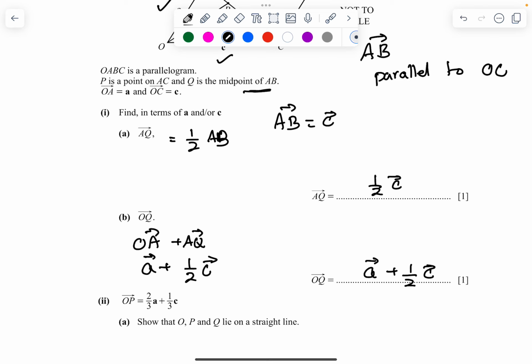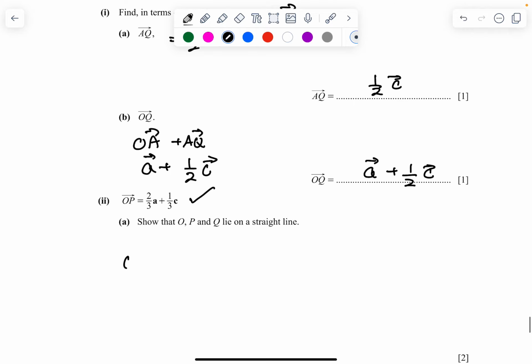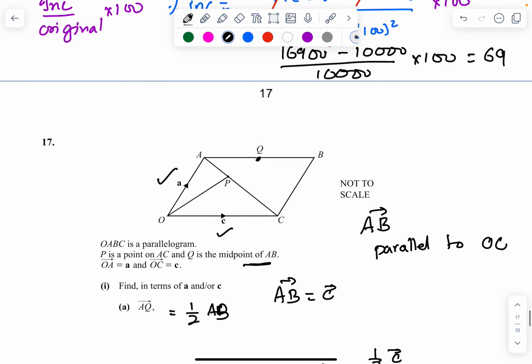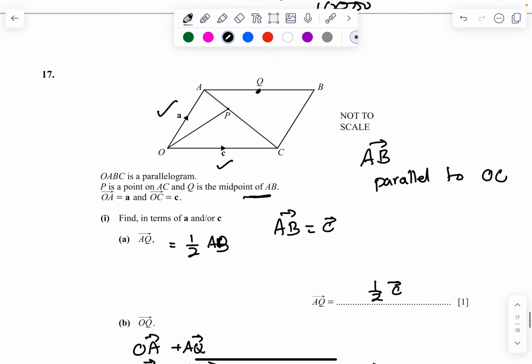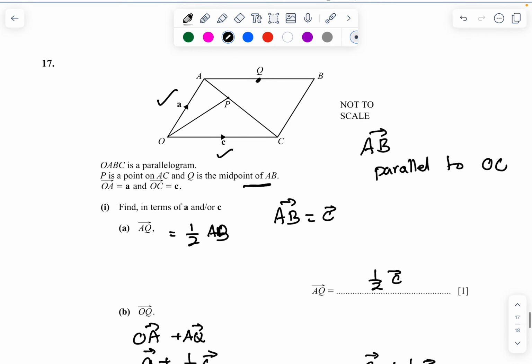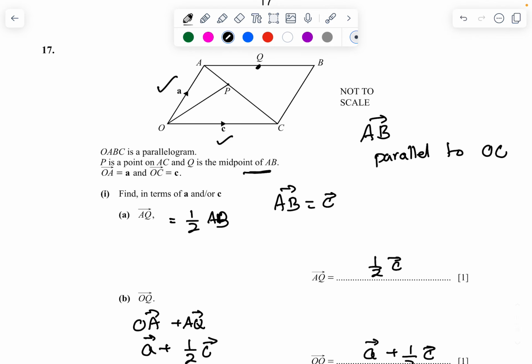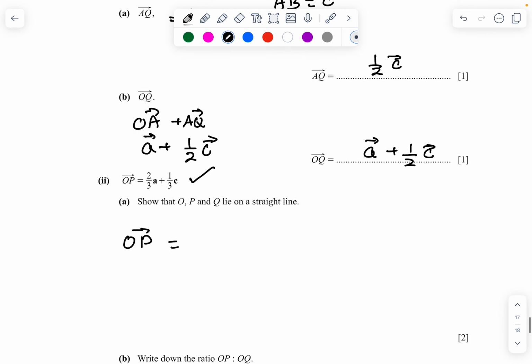Then show that OPQ are in a straight line. So I'm going to find O to P. How do I find O to P? O to P is OA plus AP. Do I know AP? I don't know AP. P is a point on AC and Q is a point on AB, so I'll be finding it out. Is there any other ratio that has been given? OP has been given as 2 by 3 A plus 1 by 3 C.